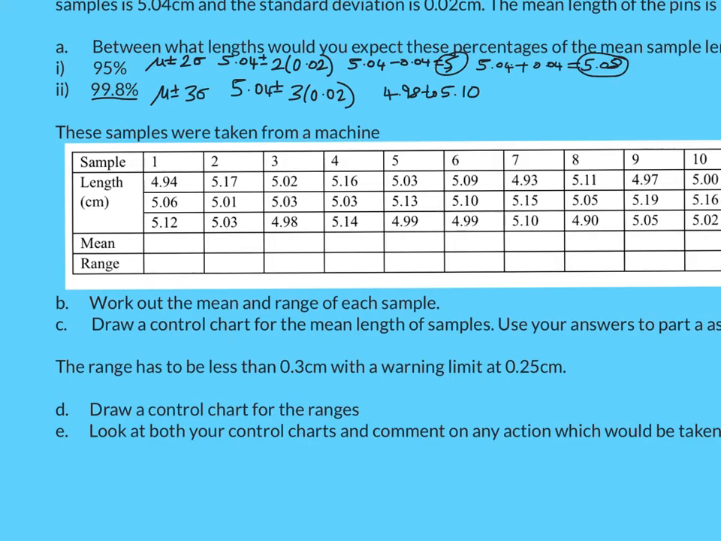Okay, let's have a look at our samples. Each sample has just 3 pins, and we need to find the mean of each sample. So in this case we're going to find it just by adding them and dividing by 3. So you can use your calculator, pause the video now and fill in your boxes. And likewise, your range is your largest value, take away your smallest value, so fill in those boxes as well.